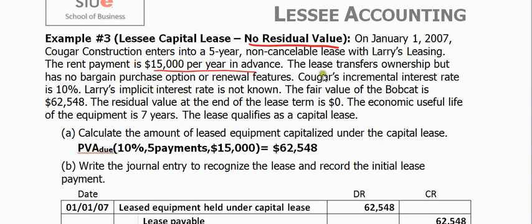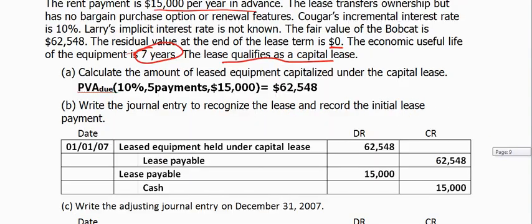Okay. So it transfers ownership. Definitely going to be a capital lease. Incremental interest rate is 10%. Here's the fair value of the Bobcat. The residual value at the end of the lease is 0. So there's no residual value here. It's not that it's not guaranteed, there just is none. And the useful life is 7 years. We're not going to go through the process of requalifying, although it's pretty simple. It tells us that it qualifies as a capital lease.